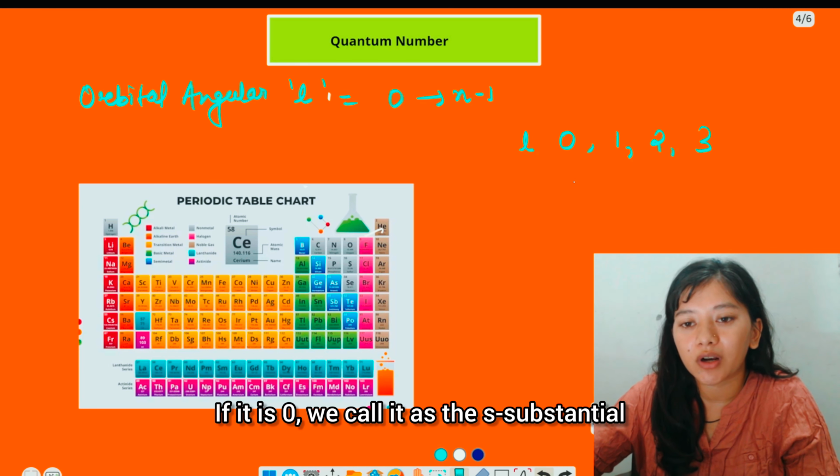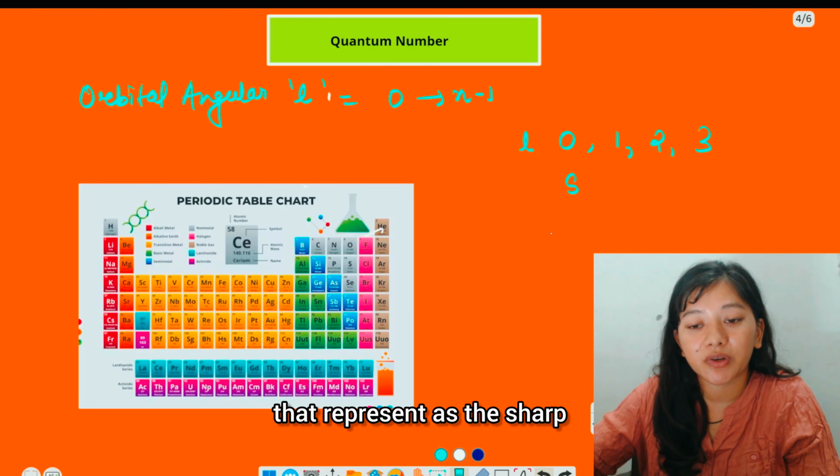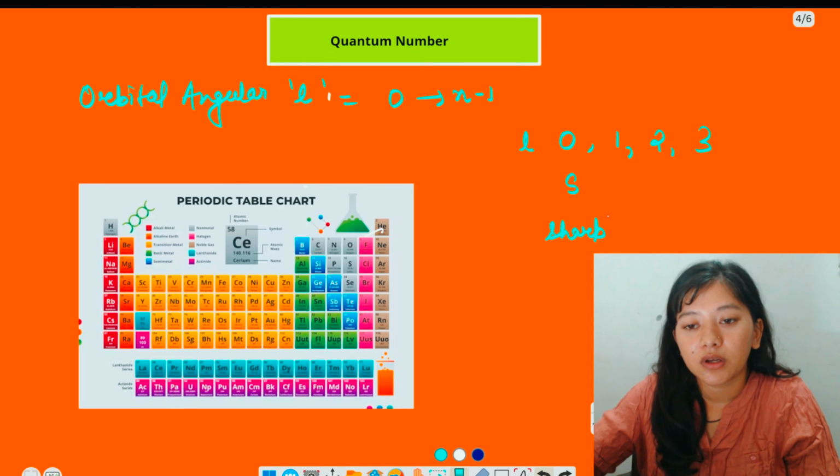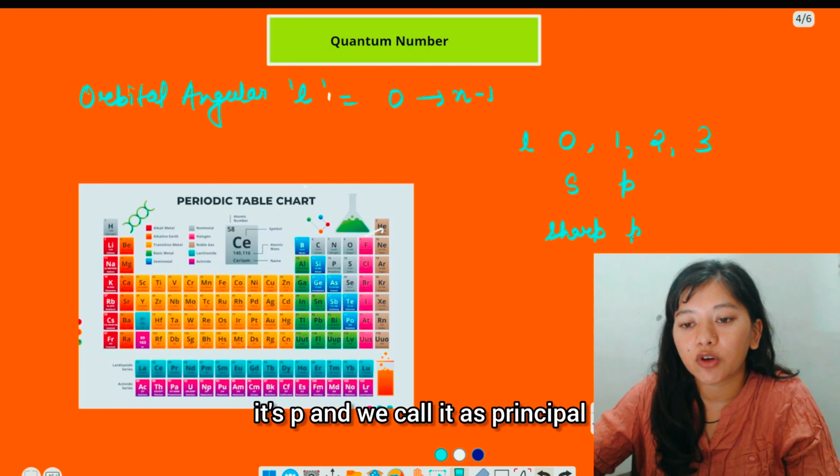If it is 0, we call it the s subshell, which stands for sharp. For 1 it's p, which we call principal.